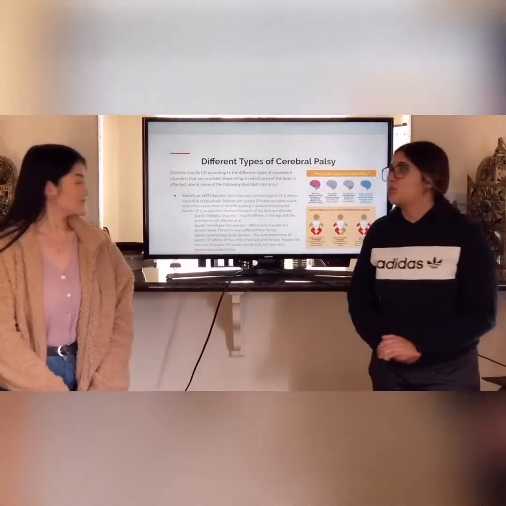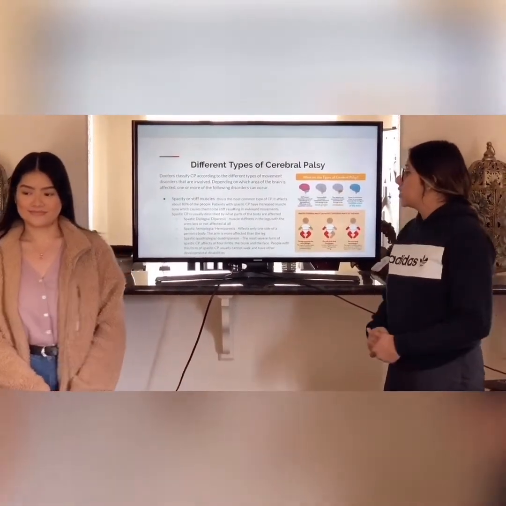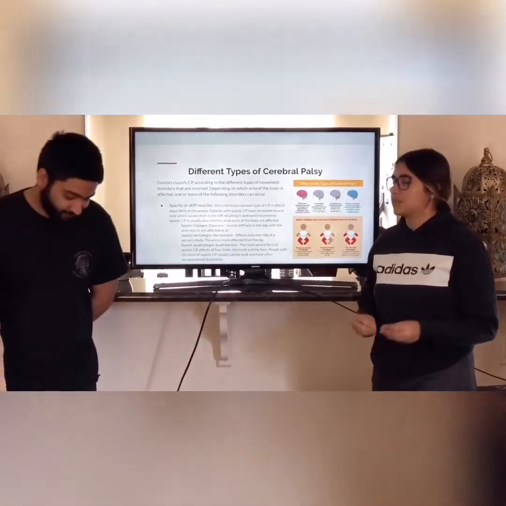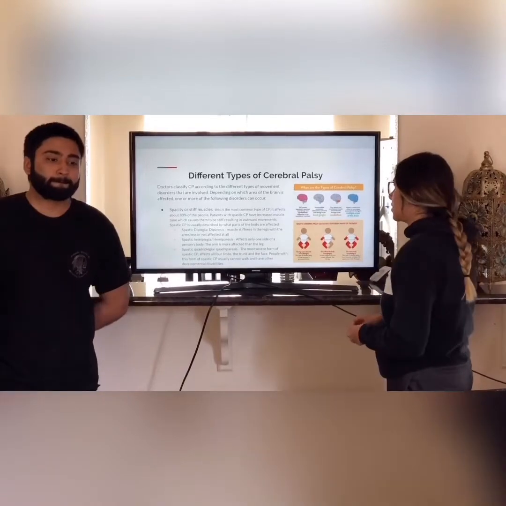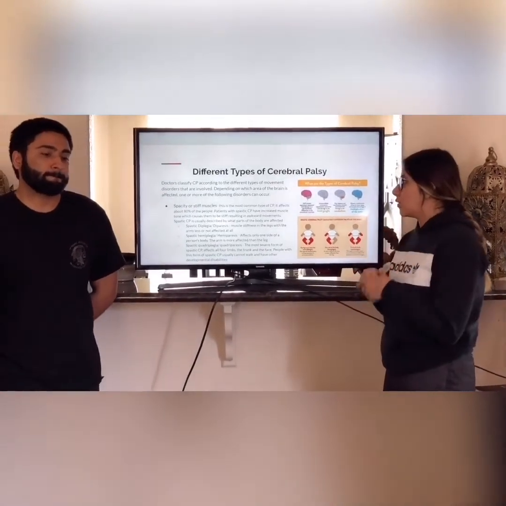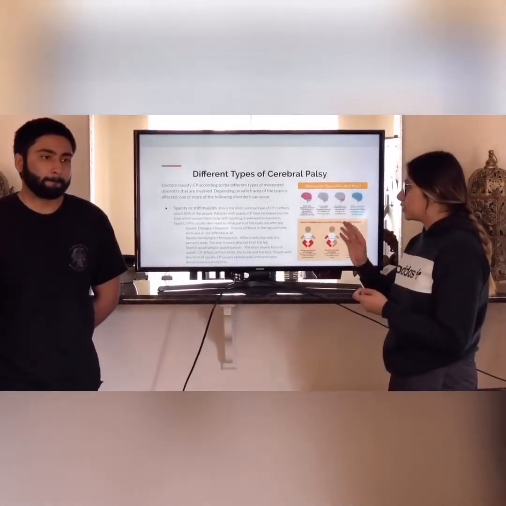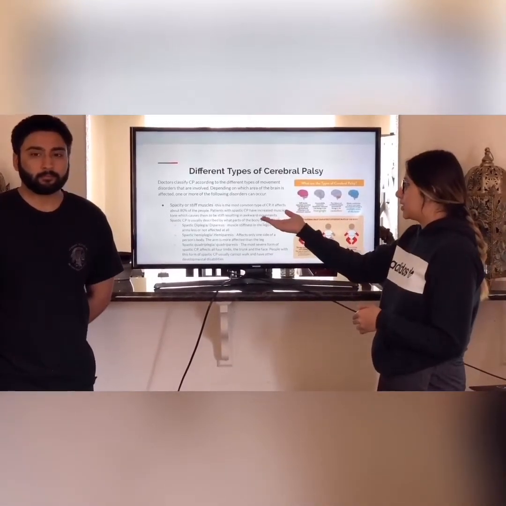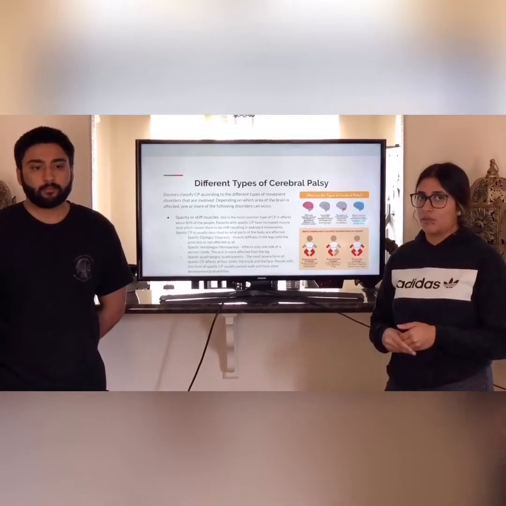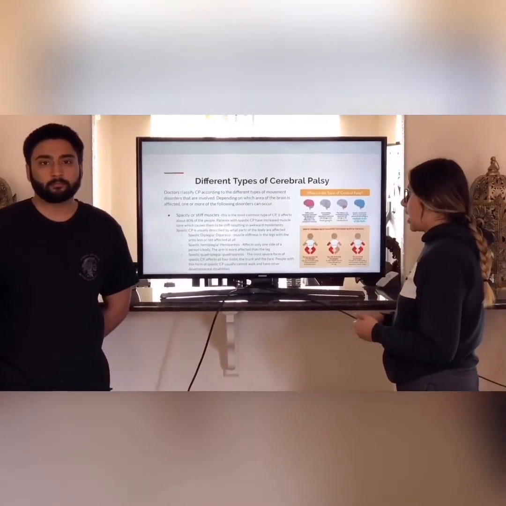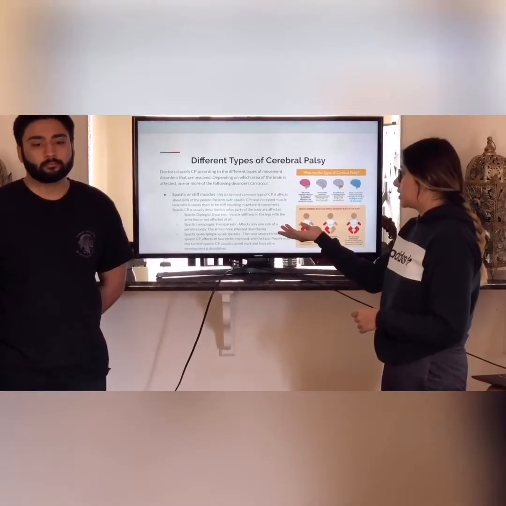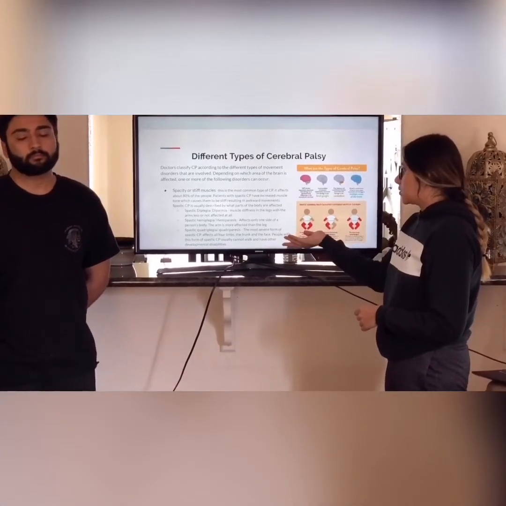Different types of cerebral palsy. According to doctors, they classify cerebral palsy according to the different types of movement disorders that affect the patient, and depending on what area of the brain is affected, there are 4 major types. First is spasticity, or stiff muscles. This is the most common type, and it has 3 different forms: spastic diplegia, spastic hemiplegia, or spastic quadriplegia.